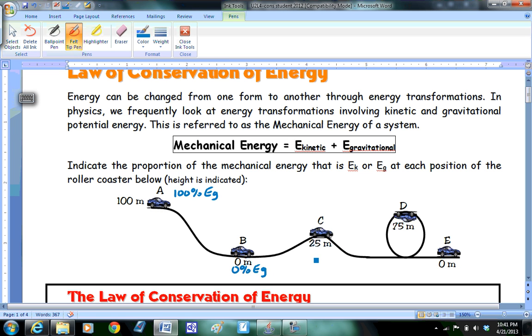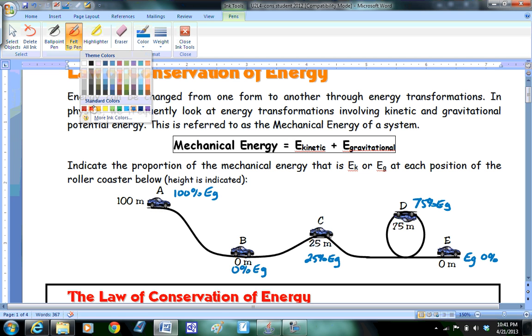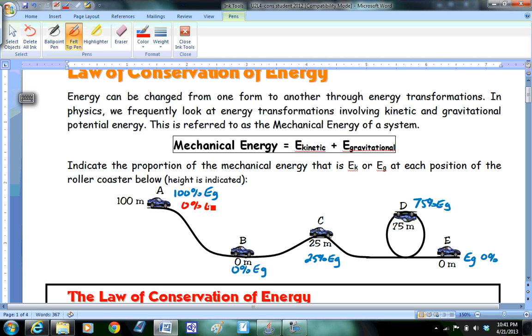25 meters up, it's going to be about 25% Eg. And in the loop, it's going to be 75% Eg. And then the car comes down, and the Eg is going to go to 0, so it's going to be 0% Eg. Now, according to conservation of energy, the other energy is going to be Ek.